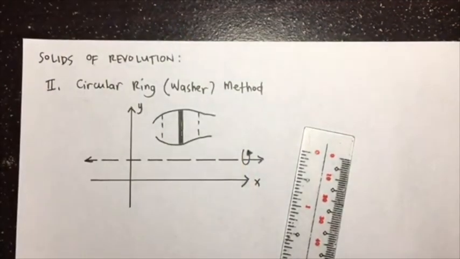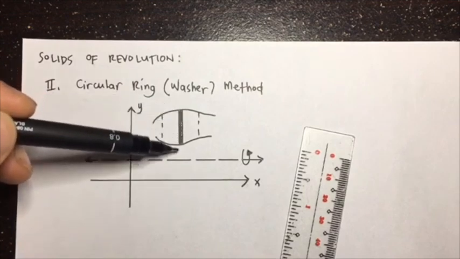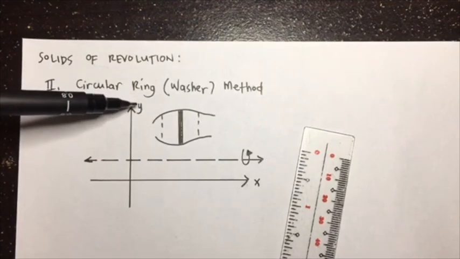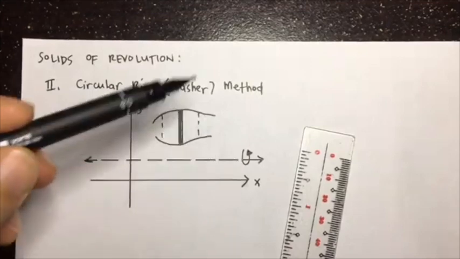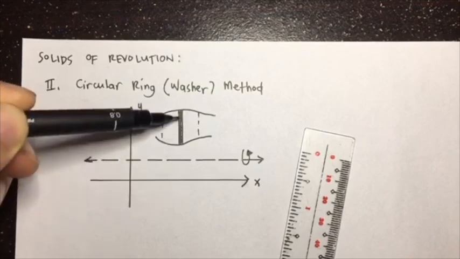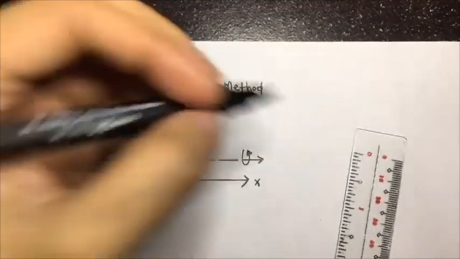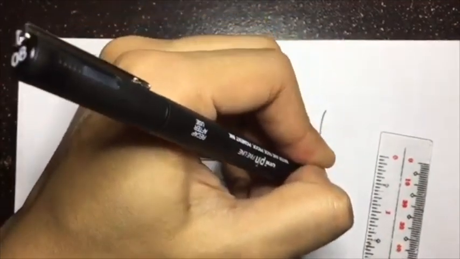Okay, so the circular ring method, similar with the circular disc, the differential volume that is formed from the revolution of the strip will form a circular ring. So say for example, we have this area and then it is revolved around the axis. If we revolve this strip around this axis, it will form a ring.